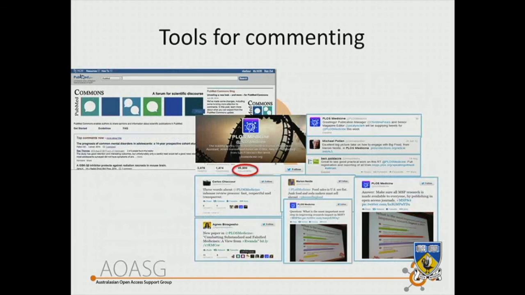Okay, so I'll skip over these. And then, again, other things that are coming. Tools for commenting are changing. It used to be when you wanted to submit a letter to the editor, you had to submit it within 2 or 3 weeks. It had to be formatted in a certain way. It had to be 250 words. They'd spend 6 weeks looking at it, and then they'd reject it.